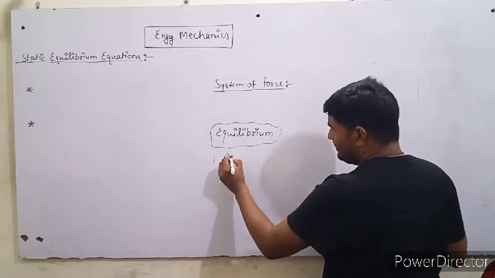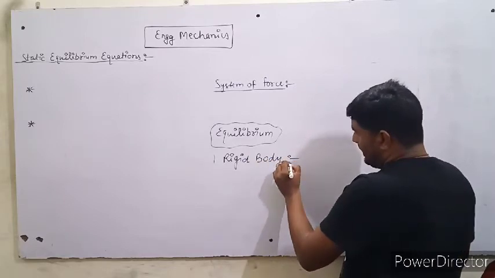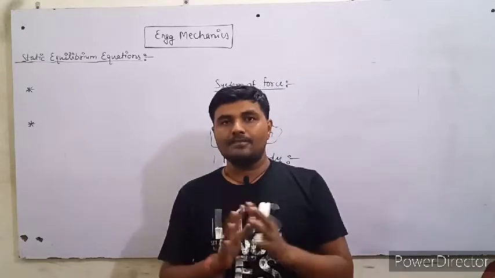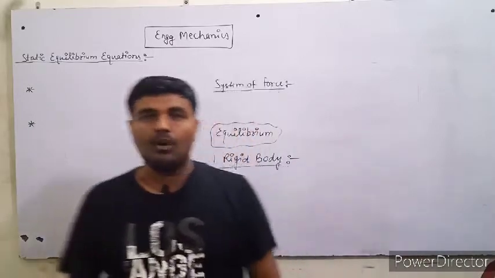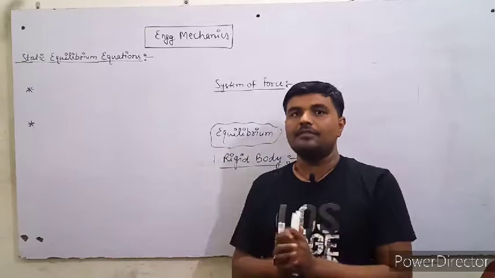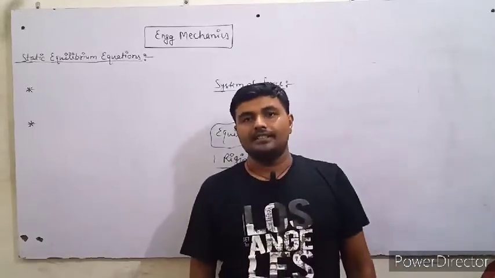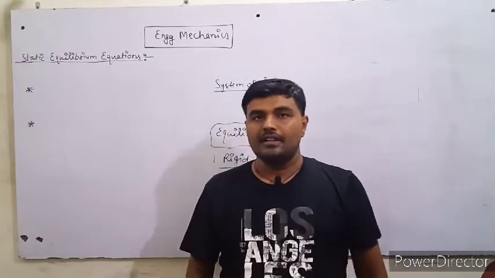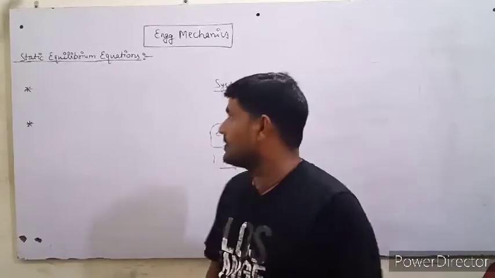First one is rigid body. Actually, in case of engineering mechanics, we generally consider our object or our body under consideration is rigid body. Rigid body means a body which shows negligible or little deformation or zero deformation under the action of force. But in case of mechanical solid, generally our body is a deformable body. Deformable body means a body which shows a little bit elongation under the action of force.